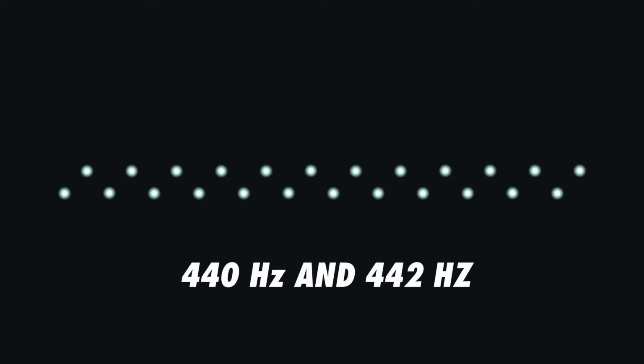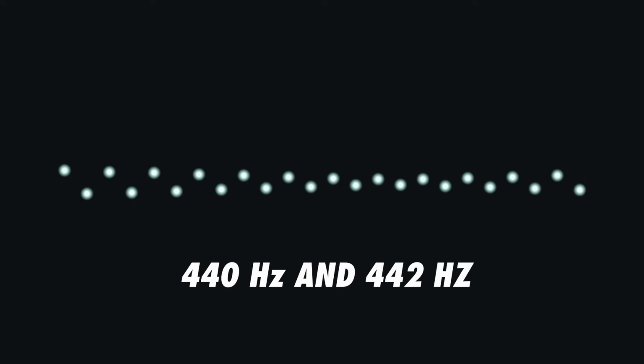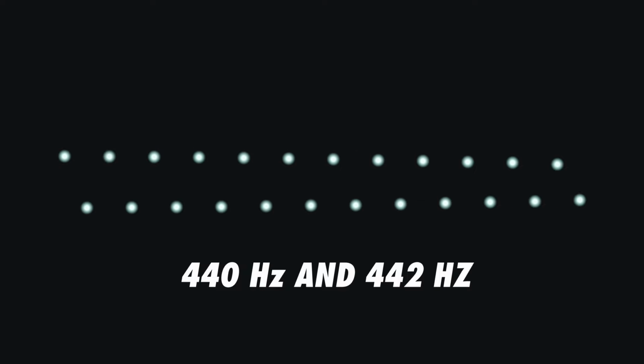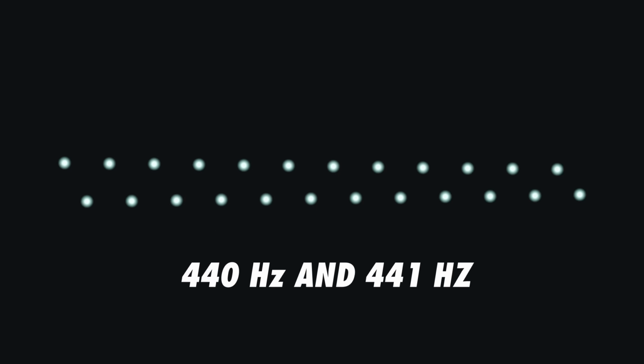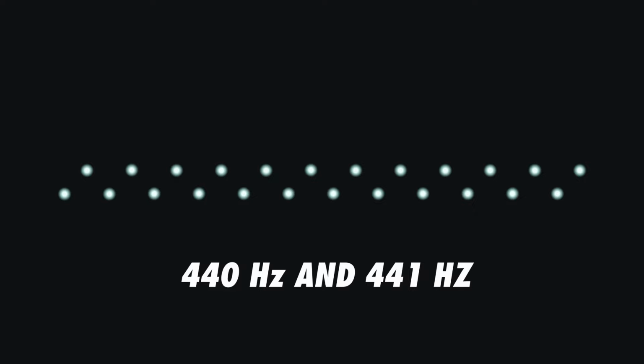First, let's experiment with changing the frequency of the detuned tone. Instead of 441 Hz, let's do 442 Hz. We still hear a beat caused by the interference between these two frequencies, but this time the beat is faster. Here's 441 Hz. And here's 442 Hz.